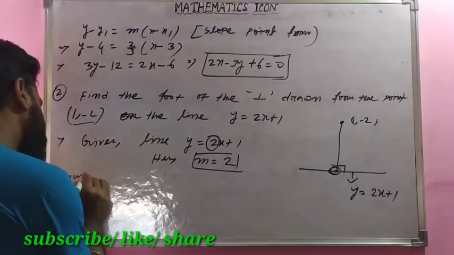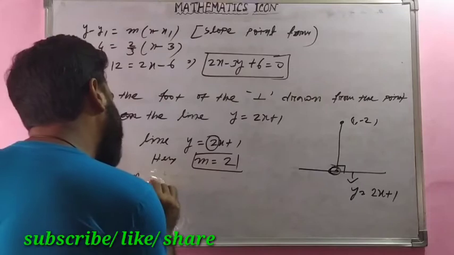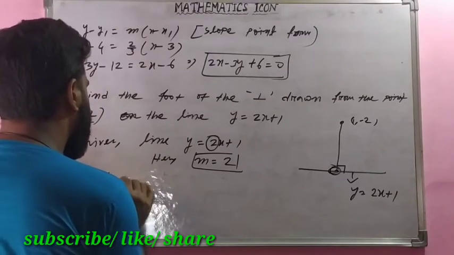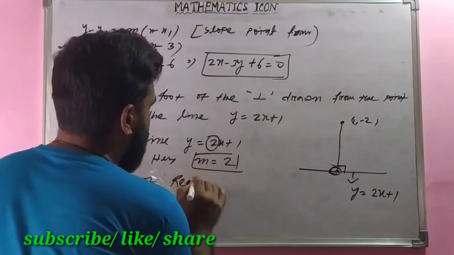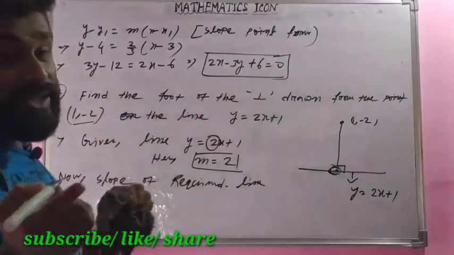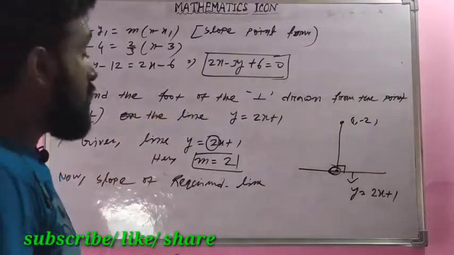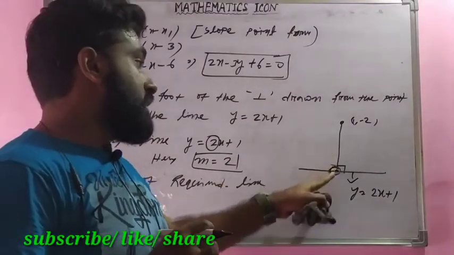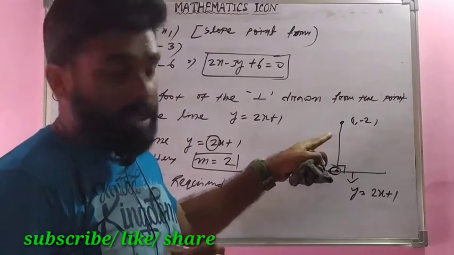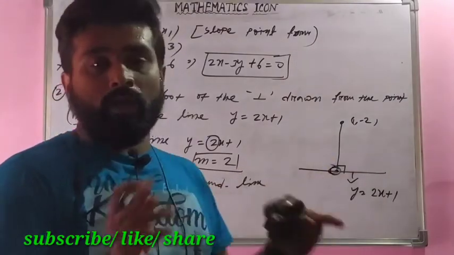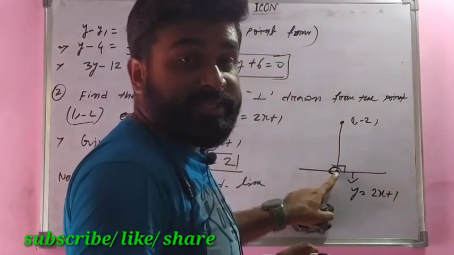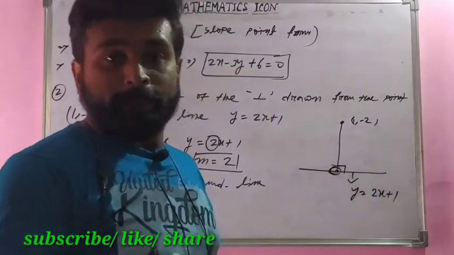Now equation of, now slope of the required line, that means the line which is going to be found according to the question. At least you need to find the equation of this straight line. This equation is already given and this equation is going to be found. After that, if you solve these two lines by elimination method, then you can get the intersecting point, and this intersecting point is the foot of the perpendicular.